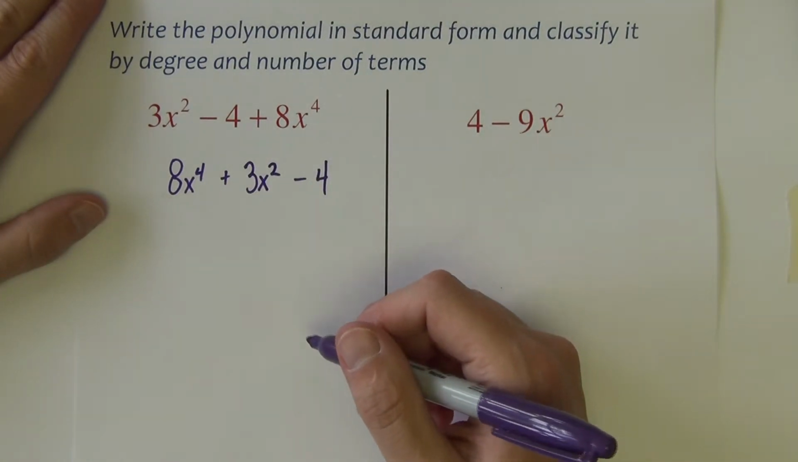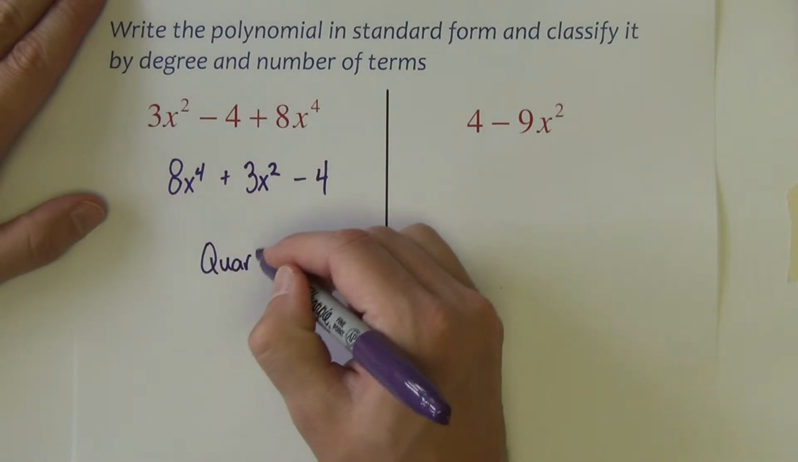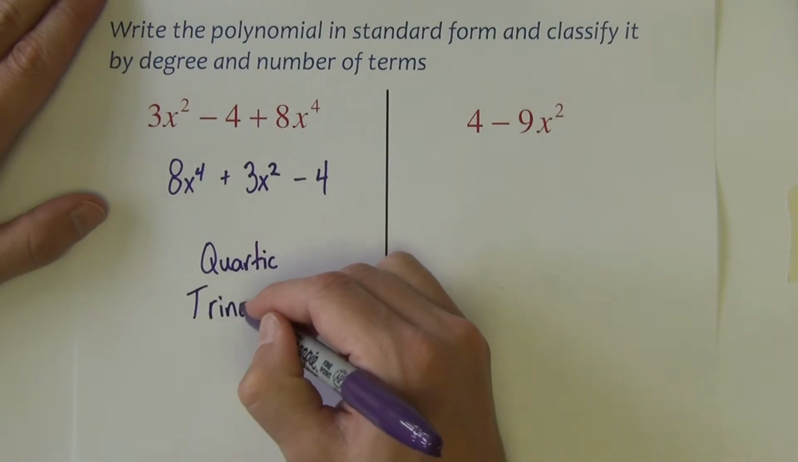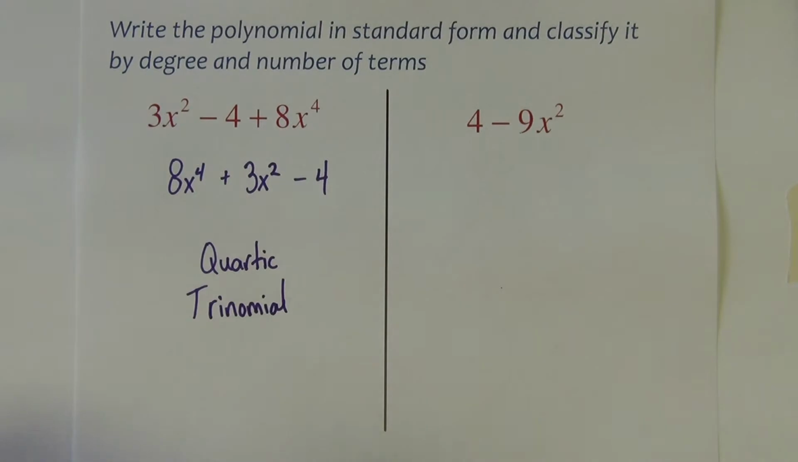And then classified by degree and terms, I would call this a quartic trinomial. Quartic, as this is fourth powered, trinomial because there are three terms.